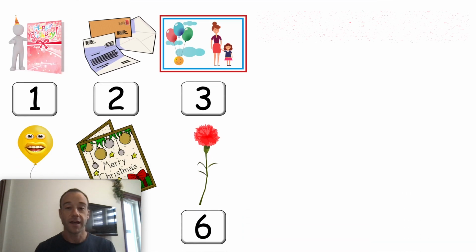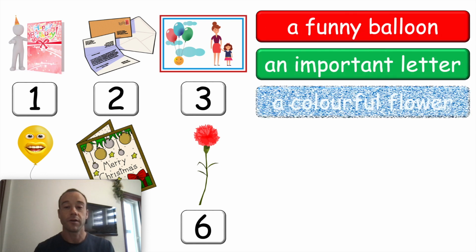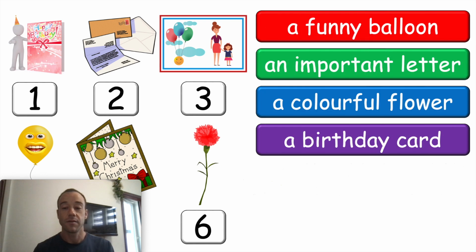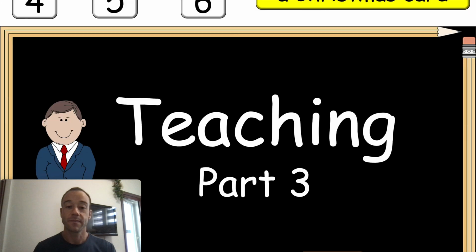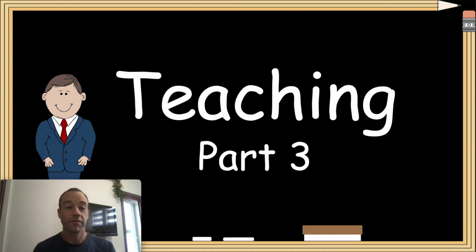Okay, then we have a quick say game. First, we'll say each word again. A funny balloon, an important letter, a colorful flower, a birthday card, a Mother's Day card, and a Christmas card. And then, I say the word, they say the number. Then I say the number, they say the word. You know the drill with a quick say game. Then we go to teaching part 3.